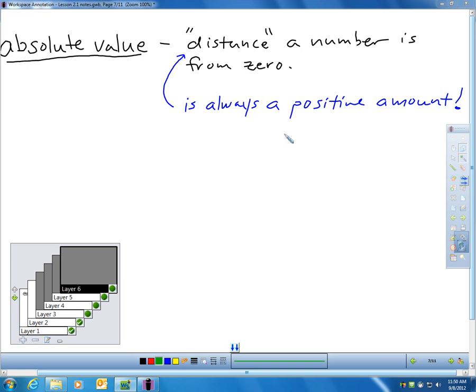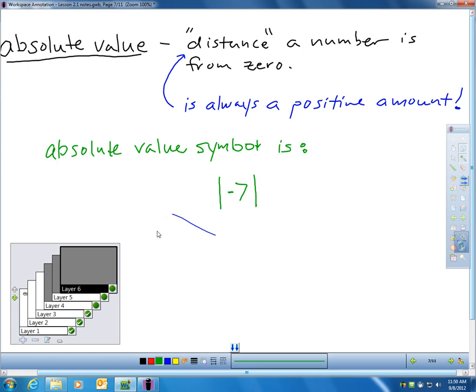It doesn't matter what direction you went. It's always a positive amount. Absolute value is a distance. It's always positive. The symbol for absolute value looks like this.